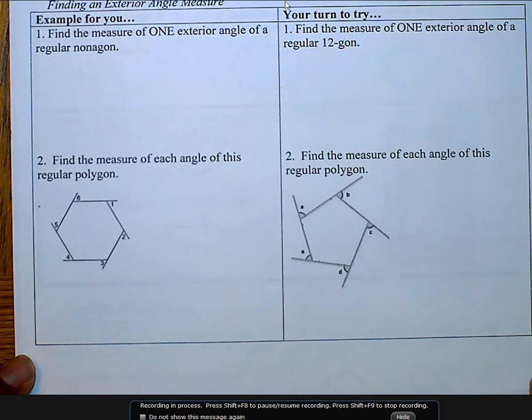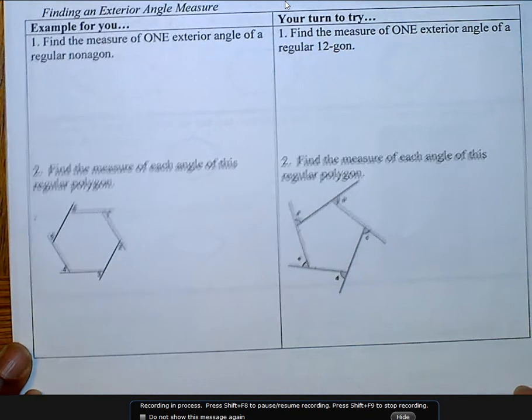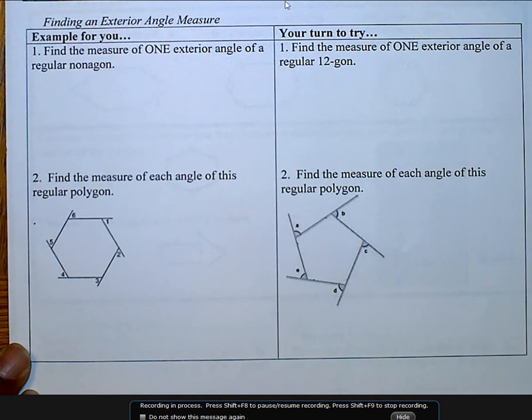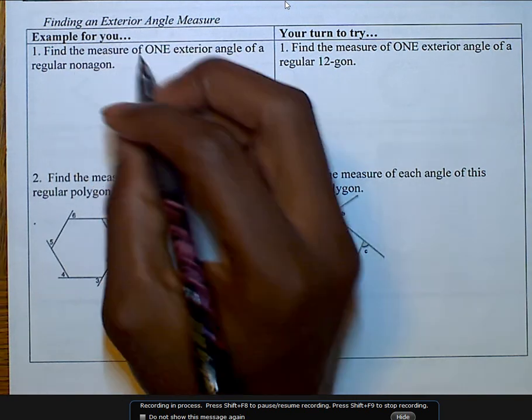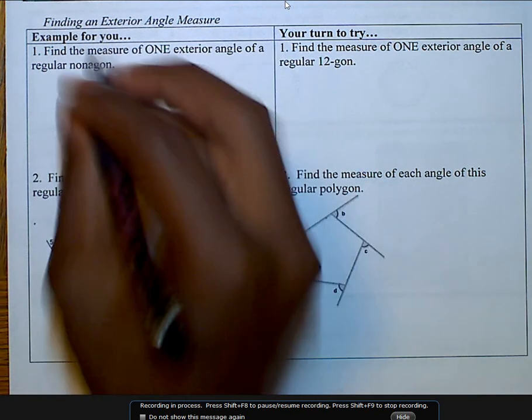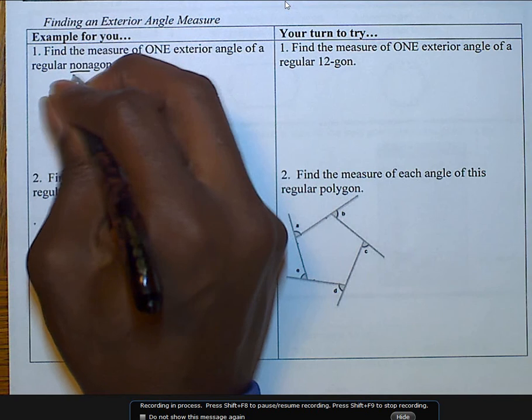so we're going to find the exterior angles. We're going to answer these questions knowing that the exterior angles should add up to 360 degrees. So it says find the measure of one exterior angle of a regular nonagon. Here's how we can do this. A nonagon, I don't know how to even draw that, but a nonagon has 9 sides, right?